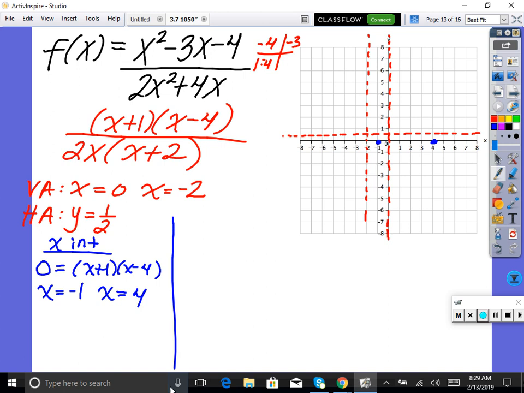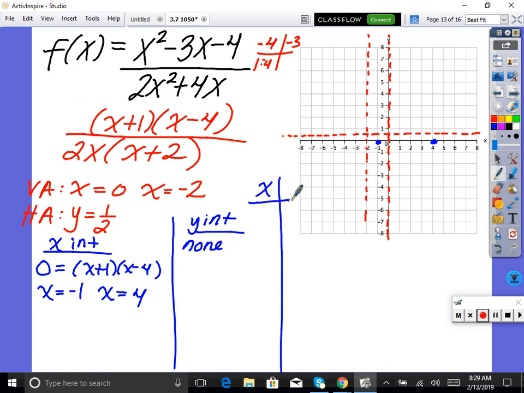Let's do y-intercepts. So y-intercepts are when x equals 0. Uh-oh. Are there any y-intercepts? Wasn't that a vertical asymptote? Will it ever cross a vertical asymptote? No, so none. So now from here, guys, let's plot plenty of points.